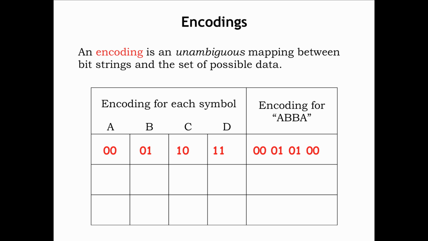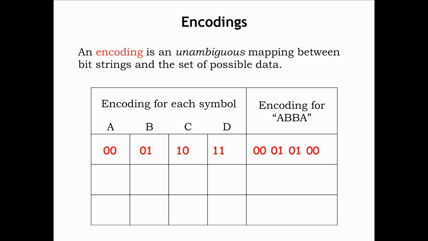And we can run the process backwards. Given a bit string and the encoding key, we can look up the next bits in the bit string using the key to determine the symbol they represent. 00 would be decoded as A, 01 as B, and so on.